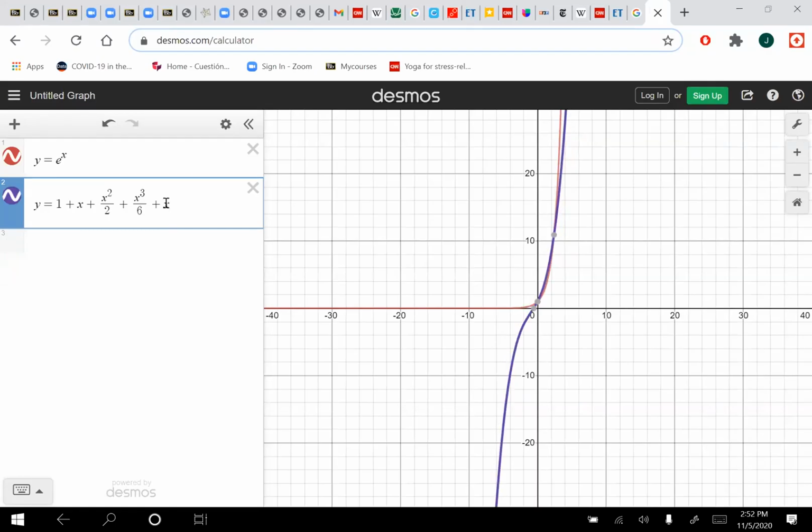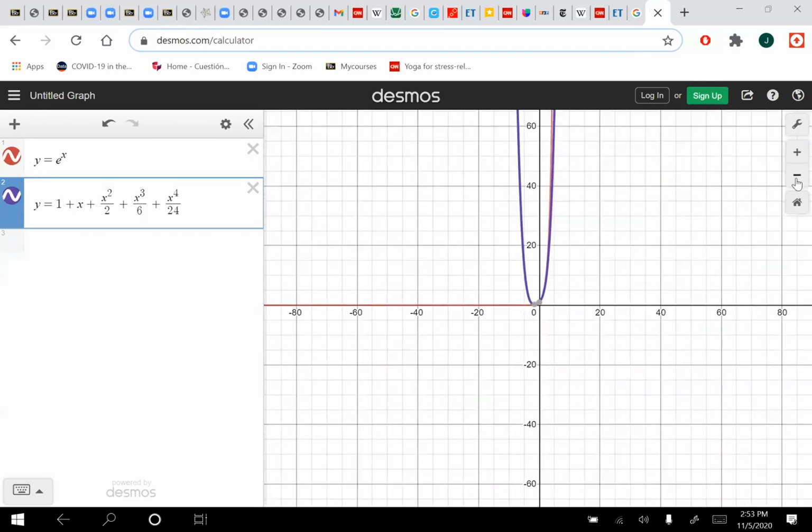So let's do another one. X to the 4 divided by 4 factorial. What is 4 factorial? 24, correct. So when I do 24, you see, it's getting really good when it's positive. Look at that. When it's positive, but when it's negative, it's too far over here. So I need to put plus x to the 5 to get a better one.